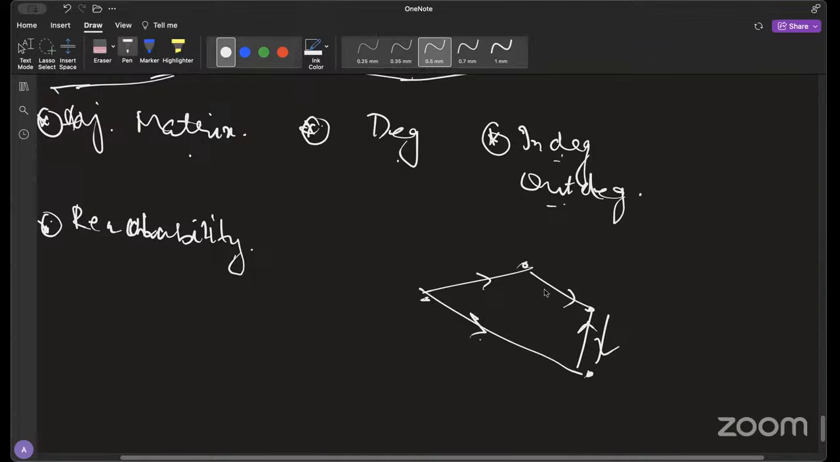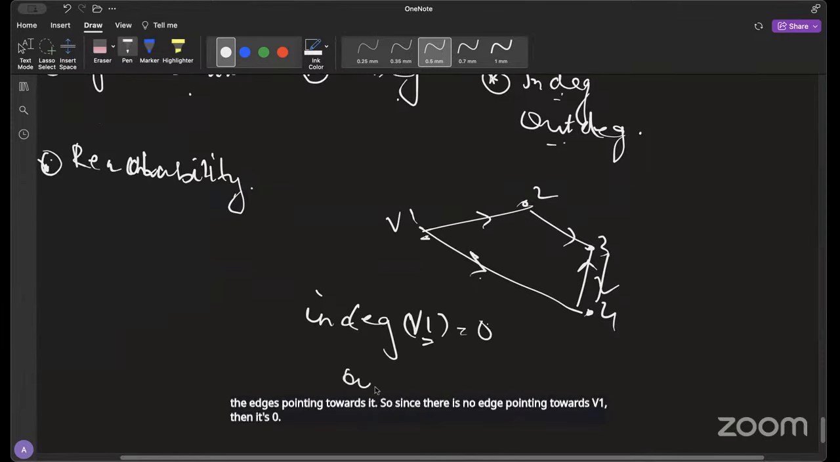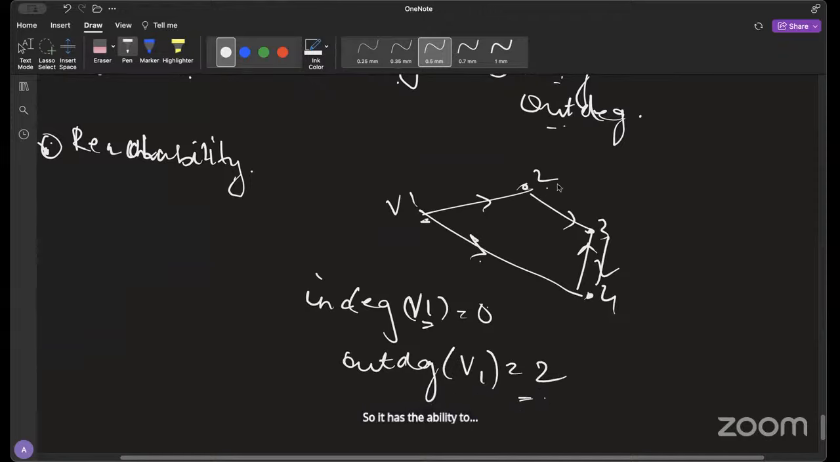Let's just say you have this thing. So if you have these four vertices, then the in degree of vertex 1 is the edges pointing towards it. Since there is no edge pointing towards V1, it's 0. And the out degree for V1 is 2, because there are two edges pointing out of it. Similarly, you do this for all the other vertices.